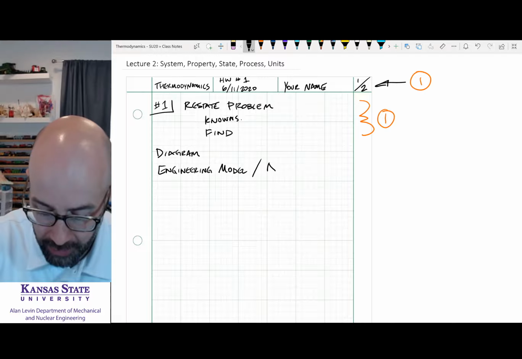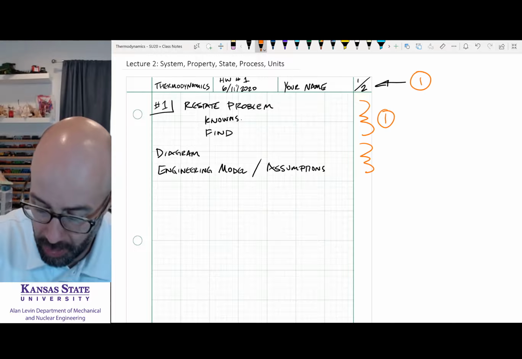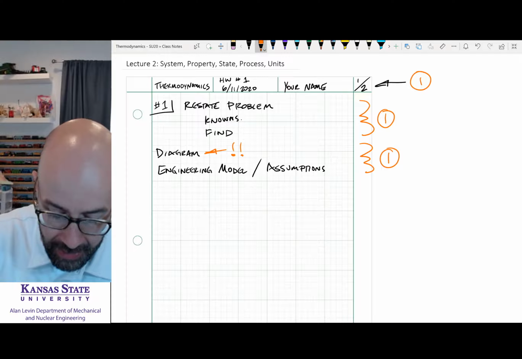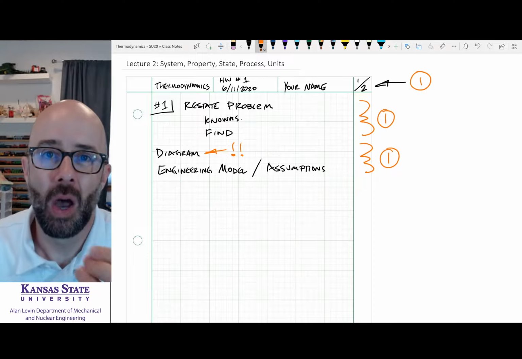Or our assumptions. Okay? And this whole thing here is going to be worth 1 point. We have to have this diagram. This model and assumptions is going to come later. And what does it mean by model and assumptions?